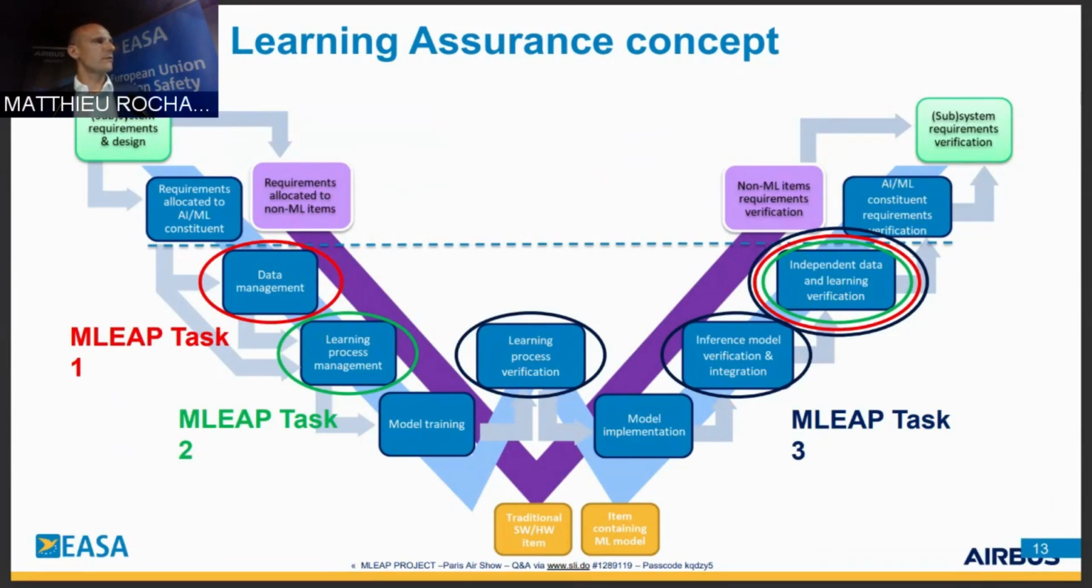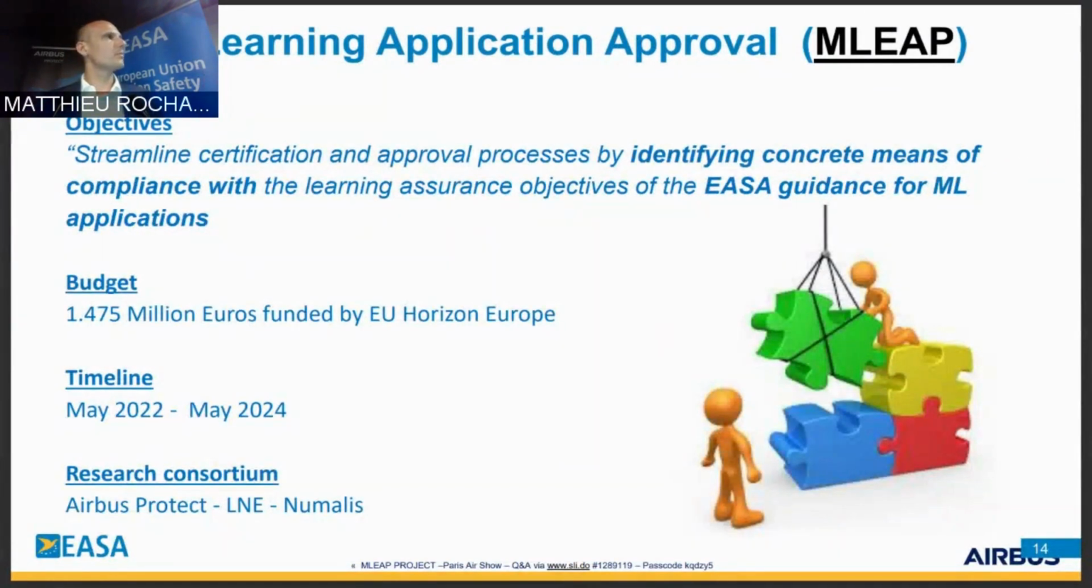So this framework that is structuring the EASA concept paper is pretty stable at this stage, but we identified early the need to define means of compliance for each of these blocks and to find practical means of compliance, which was not necessarily a given. And this is why we have launched several initiatives. You mentioned Formula IPC that was focusing on some of these blocks, and MLEAP, which is divided in several tasks, is specifically designed to find some practical means of compliance for the EASA guidance. It is a 2-year project funded by Horizon Europe with around 1.5 million euro budget over 2 years, and it is executed by a research consortium made of Numalis, LNE, and Airbus Protect.